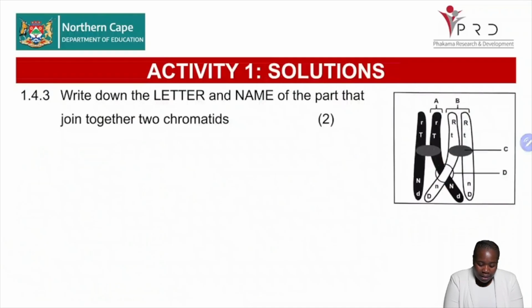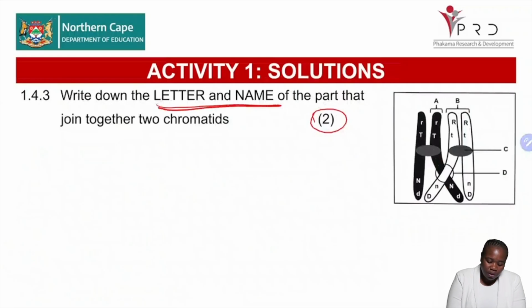1.4.3, write down the letter and name. Be sure to write both here in order to get your 2 marks. The letter and name of the part that joins together two chromatids. That joins the 2 chromatids together. Remember, that is part C, and we said that it is a centromere.